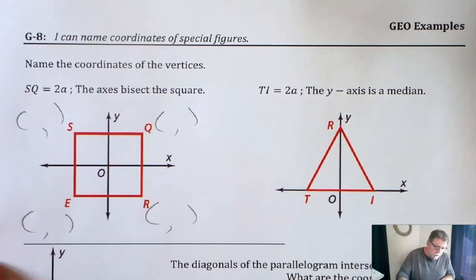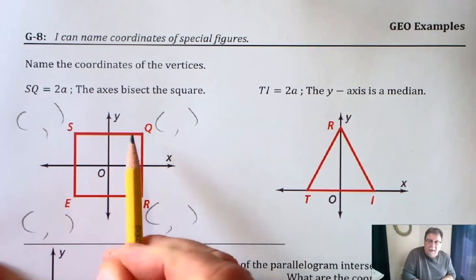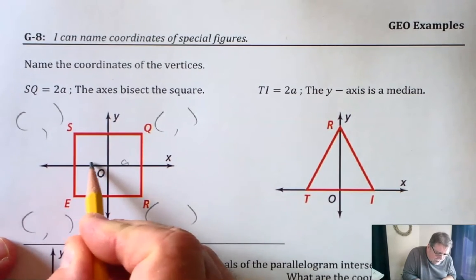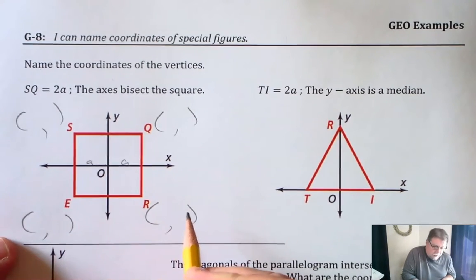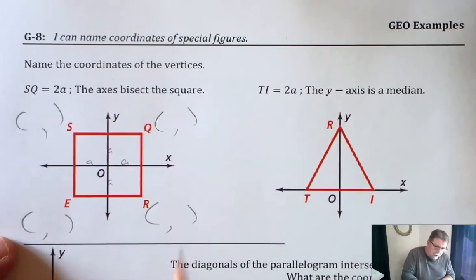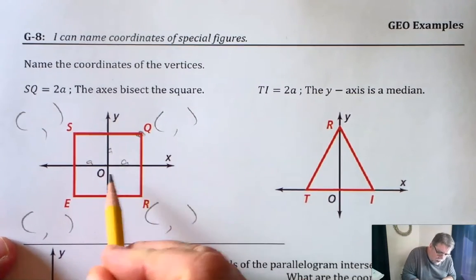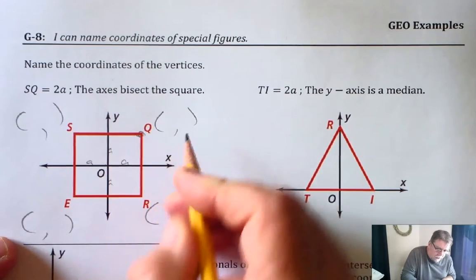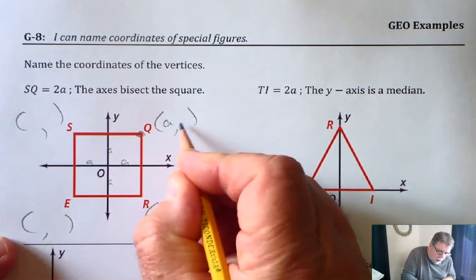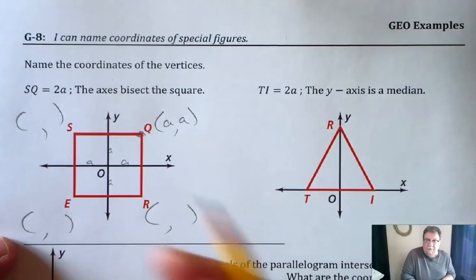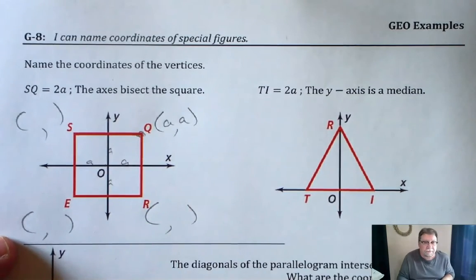Since SQ, this length, is 2A, it makes sense that this side is just A. This side would also go A units. This would go up A units and down A units. So if I wanted to go to this point, I would start at 0, 0 here, go A to the right, and go up A. So this coordinate would just be A, comma, A, whatever that A value was. If A was 3, it would be 3, comma, 3.